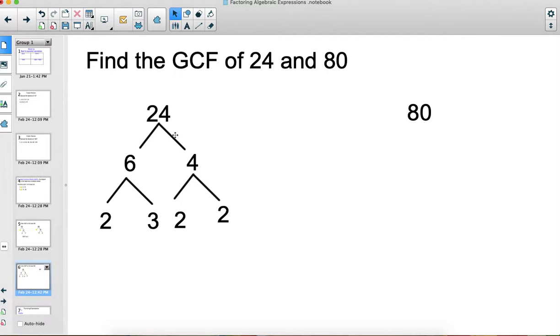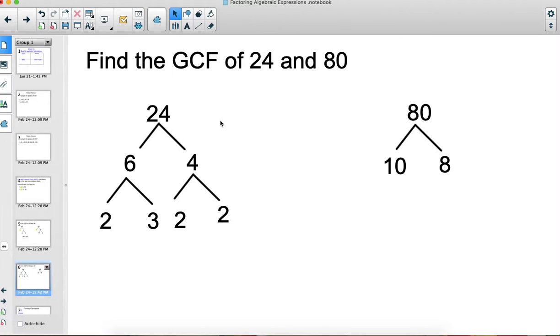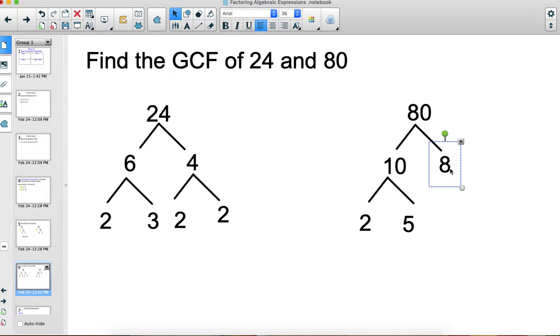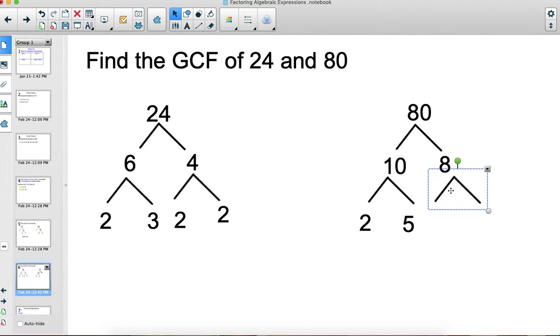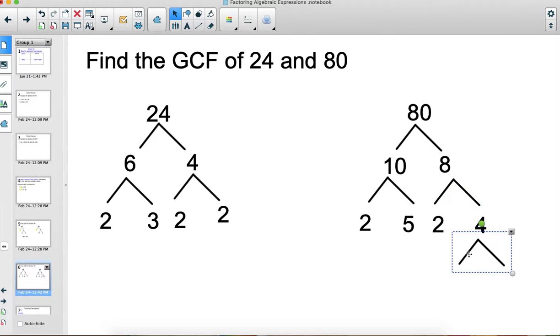So let's do that for 80. 80, I'm thinking 10 times 8, so I'll start with that. 10 can be broken down into 2 times 5. And then 2 and 5 are both prime, so that part's done. But we still can break down 8. I'm going to do 4 times 2. And then with a 4, I could break that down into 2 times 2.